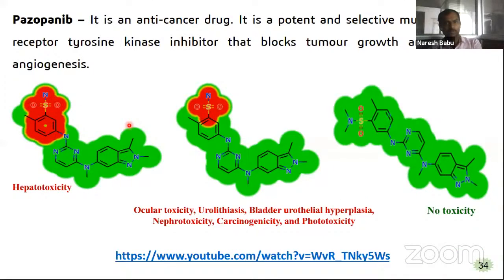By modification, I made a simple modification by methylation of this sulfonamide group. So I attached methyls here, and then I observed the toxicity in that same software. This complete molecule does not have any toxicity. So by making a simple structural modification, we can reduce the toxicity, and it is helpful for finding structures without any toxic effects.